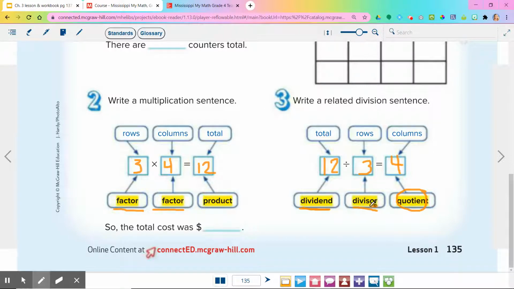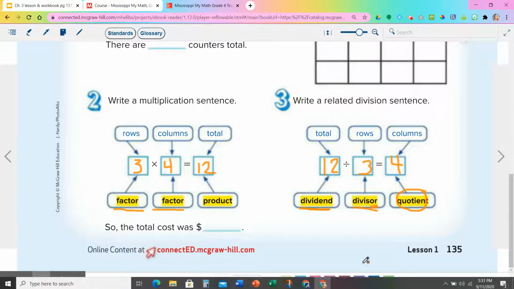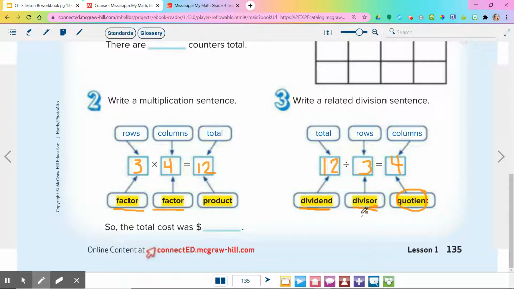Now the divisor, emphasis on the OR ending, makes me think of doctor. Like a doctor does surgery, they cut. So this is cutting up my dividend. I'm chopping up that dividend. So this is my number that's doing the dividing. It's kind of like my action verb right here. And then, as always, quotient is the answer. And so our total cost was 3 times 4, which is 12.